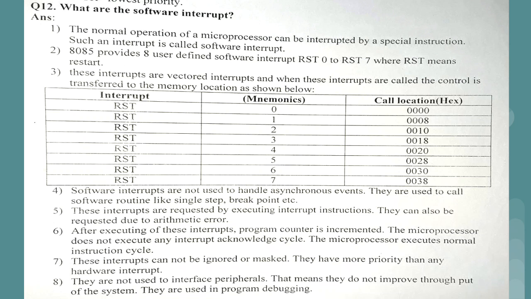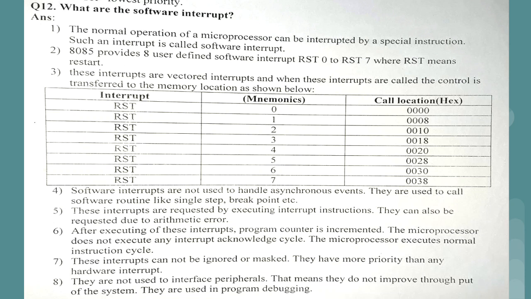The normal operation of the microprocessor can be interrupted by a special instruction, and such an interrupt is called a software interrupt. Now actually we have seen one point, that is, if the microprocessor itself creates a certain type of interrupt, then that particular interrupt is called a software interrupt. To perform a software interrupt, we have many instructions, like HLT and RST, these two instructions I commonly use while writing programs.